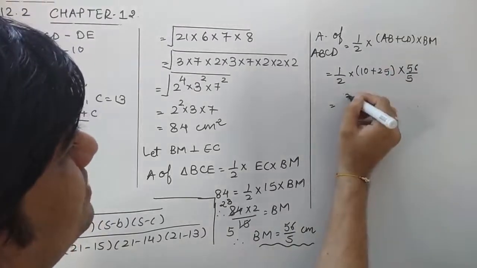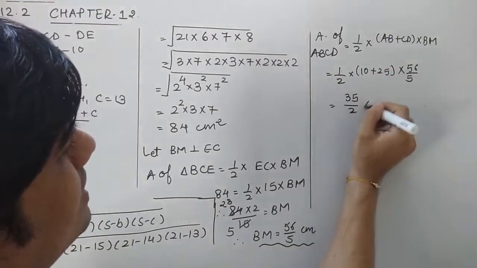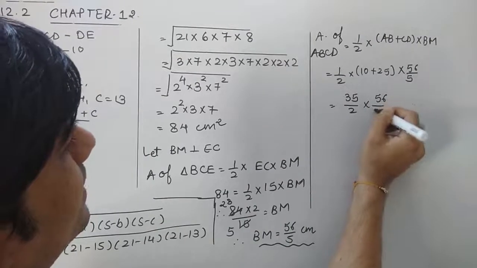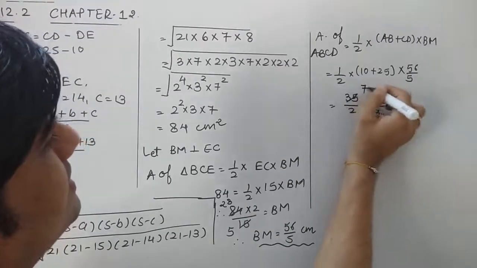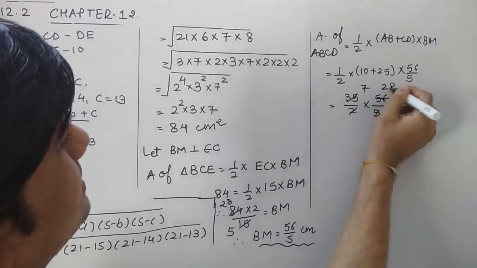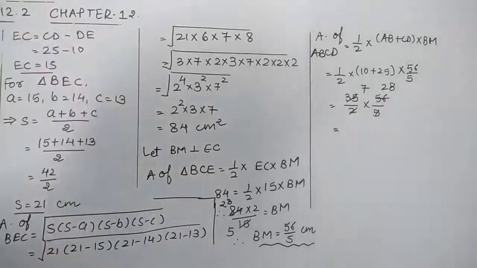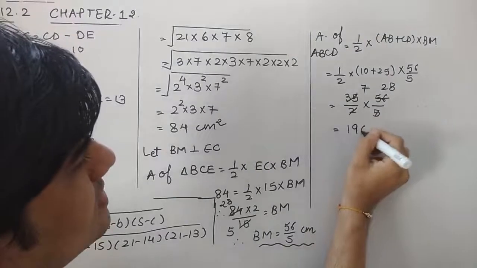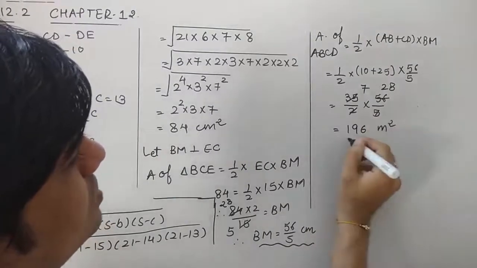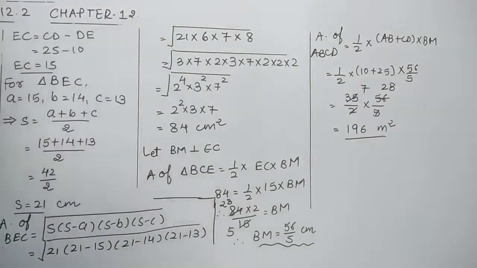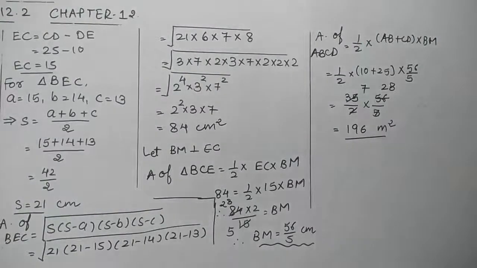So this is 35 upon 2 into 56 upon 5. 5 7s are 35, 2 28s are 56. Let's do the product of 28 and 7, that is 196 meter square. So at the end we come to the answer of this question. The area of the given trapezium is 196 meter square.